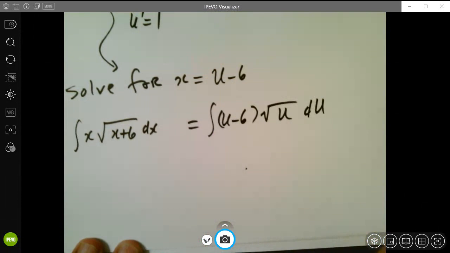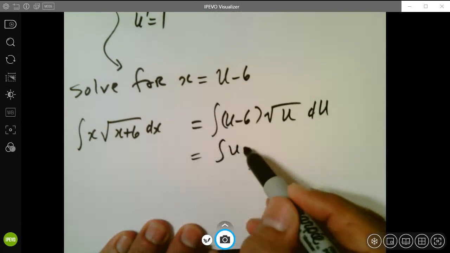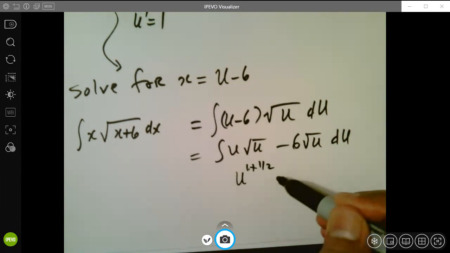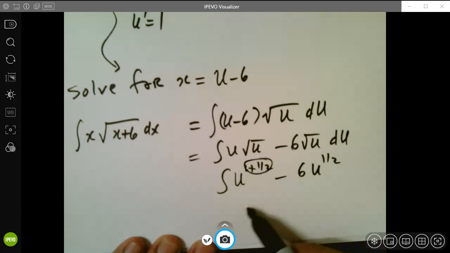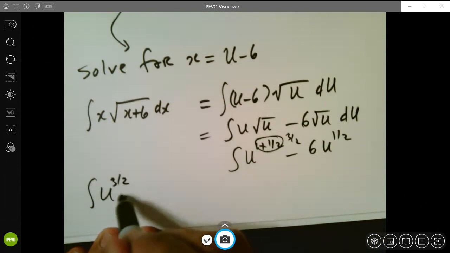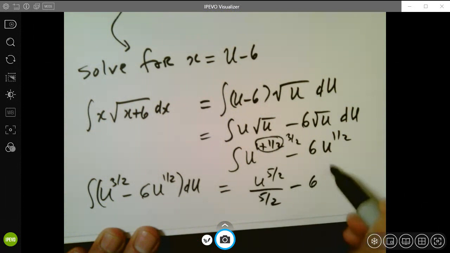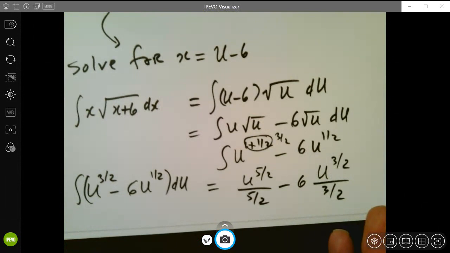You know how to do this one using the power rule. And what is this? This is u to 1 plus 1 half, minus 6 u to 1 half, and this is 3 half. So we'll get the integral of 3 u to the 3 half. We just do n plus 1.